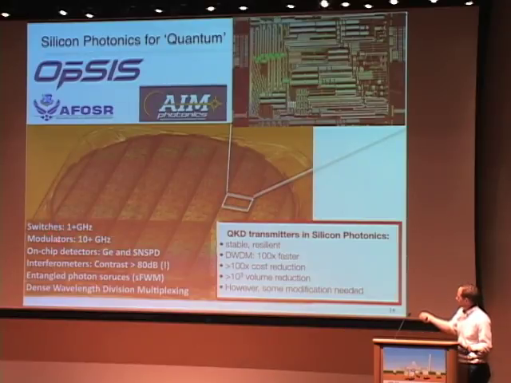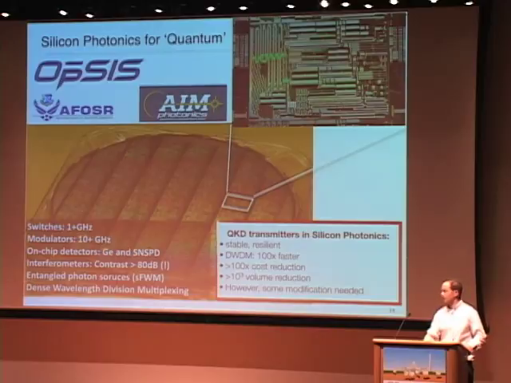but it gives us access to some really cutting-edge technology. For example, modulators can be over 10 gigahertz. You have on-chip classical detectors. We've been working on integrating superconducting detectors. We can get, in the meantime, interferometers that have very high contrast. You can produce entangled photon pairs by spontaneous four-wave mixing and so forth.